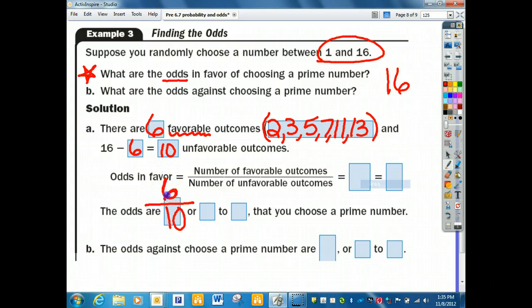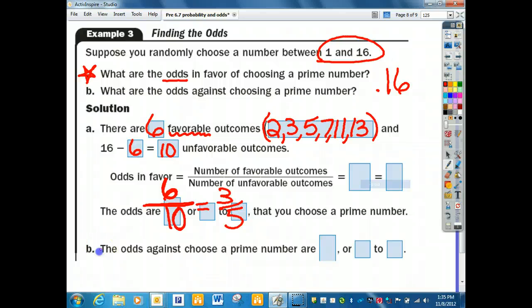Now notice when you do odds, your numerator and your denominator, when added up, 6 and 10 equals 16. Before you simplify, you add up to your total of 16. So now we simplify and we get 3 to 5. Our odds are 3 to 5 that you choose a prime number. What are numbers that aren't prime? All the other ones are called what? Composite, good memory.